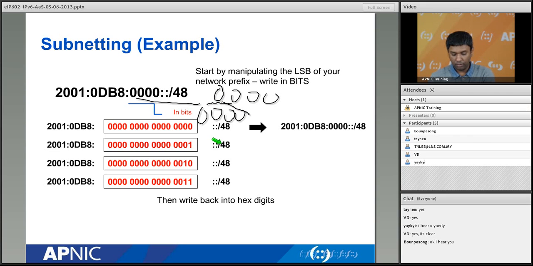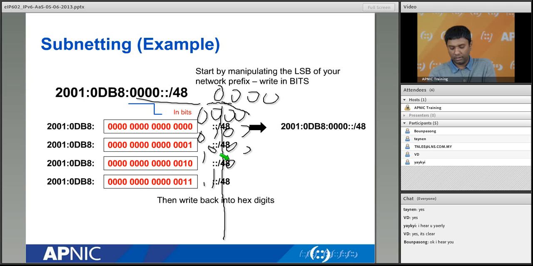So what we do, we take those 2 bits for the subnet. Take those 2 bits, then build your truth table: 0, 1, 0, 1, right? And then 0, 0, 1, 1. Those are the 4 new subnets. Then leave the remaining 0, 0 as it is.